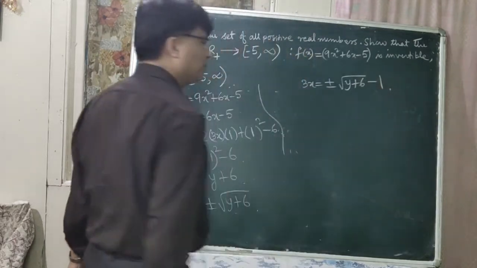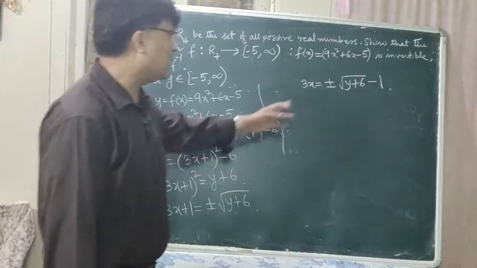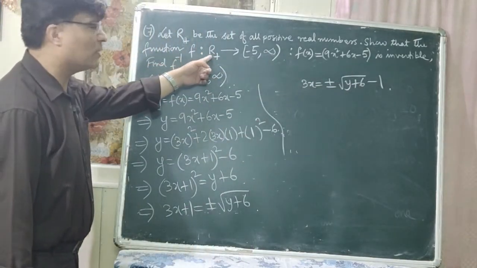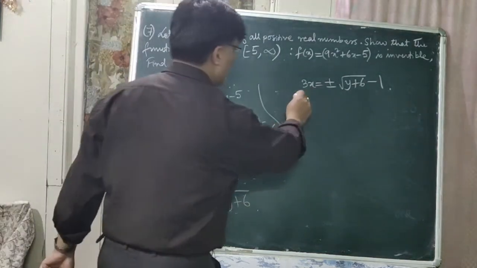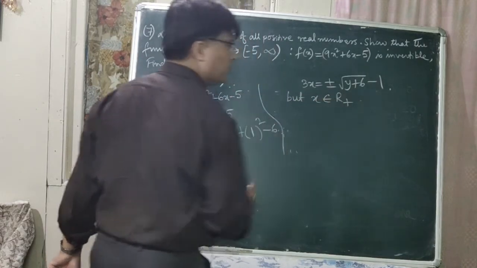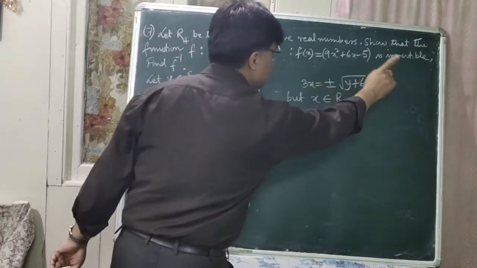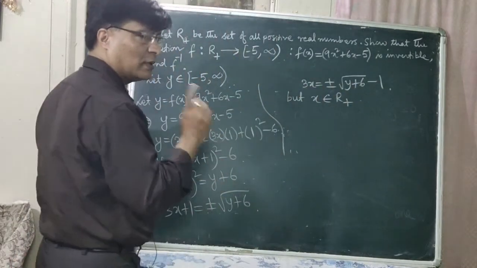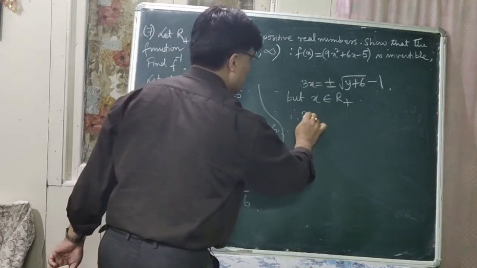This is minus 1. So if you take the negative sign here, x will be negative. But in the question it is given that x belongs to the set of positive real numbers. x should be positive. But x belongs to R positive, so you have to discard this minus sign. If you put the minus sign here, x will be negative, right? So in order to have positive x, let us discard this negative sign. You should take only the positive sign.